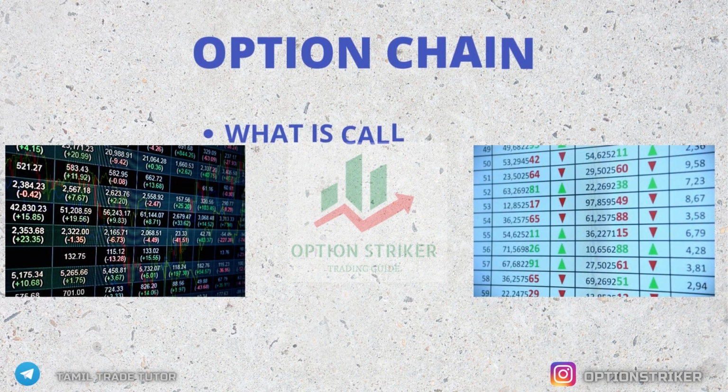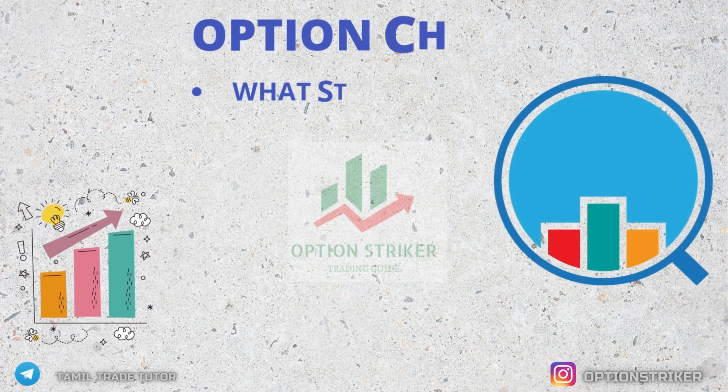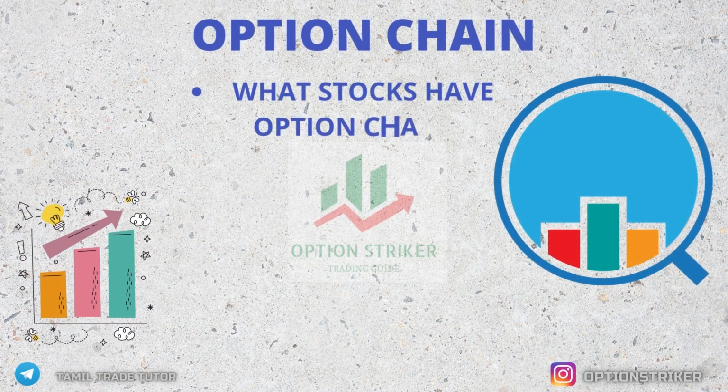There are two types of options. One is call option and the other one is put option. Call option gives a right to buy a stock. On the other side, put option gives a right to sell a stock.